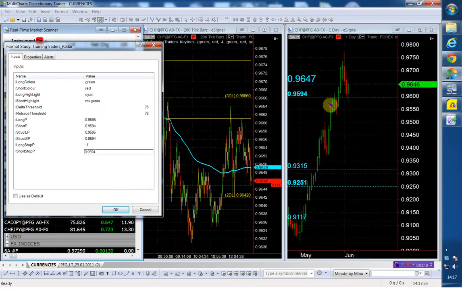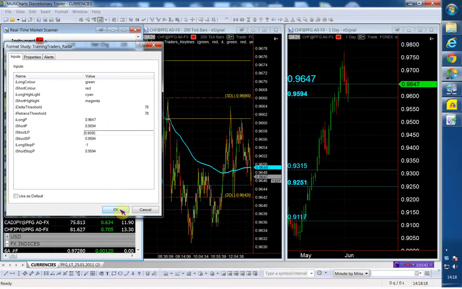Okay, on the long side, we're sitting now at the structure point, which is 96.47. We're pretty much 1 or 2 pips away. So we're going to follow the same procedure. We're going to buy it above 96.47. So we're pretty much close to a buy.